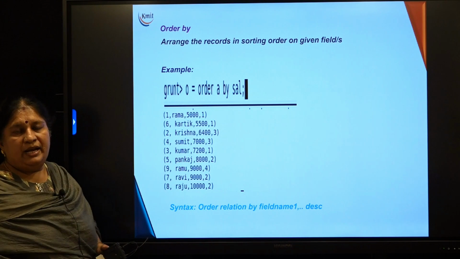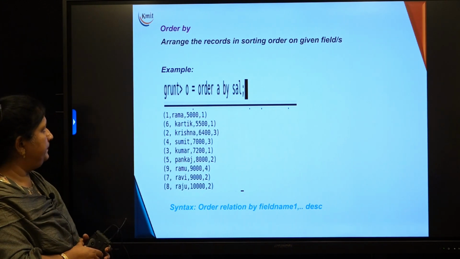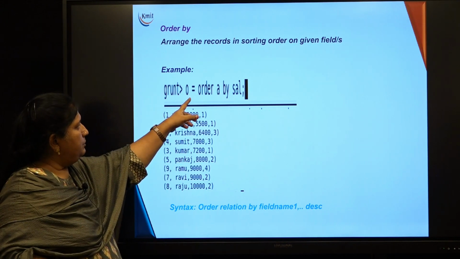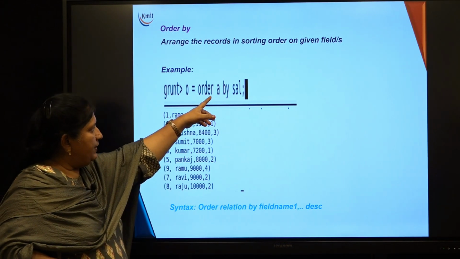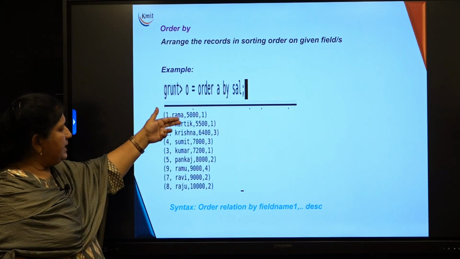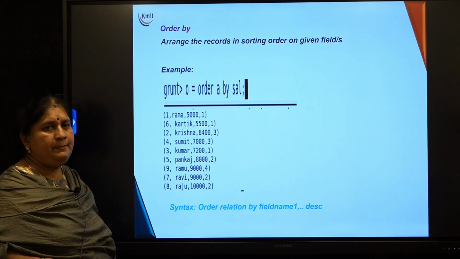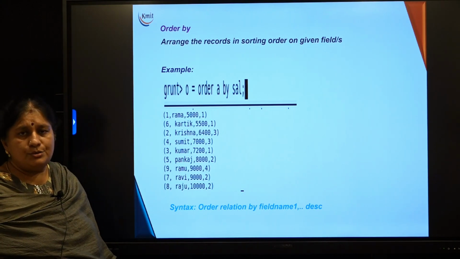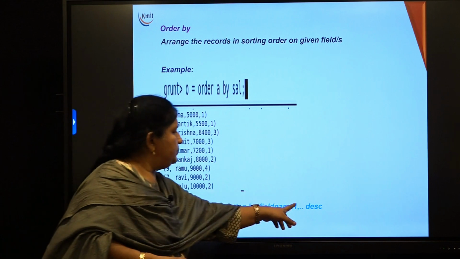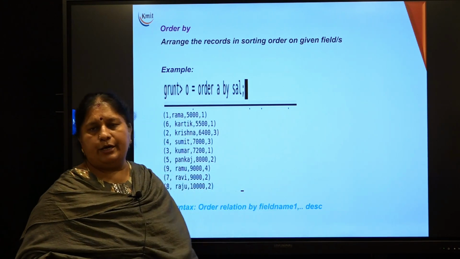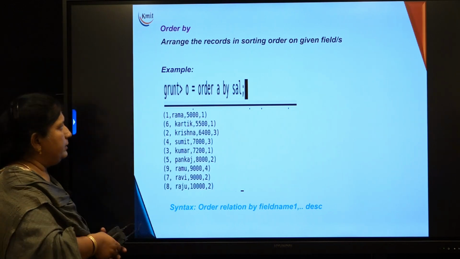Now, I want to arrange the records in sorted order. What did we give? O is equal to order the given relation A based on the salary value. So, based on the salary value, it will try to put them in ascending order. I do not want ascending order, I want to see them in descending order. You specify DESC at the end, just like SQL, and it will put the data in descending order.